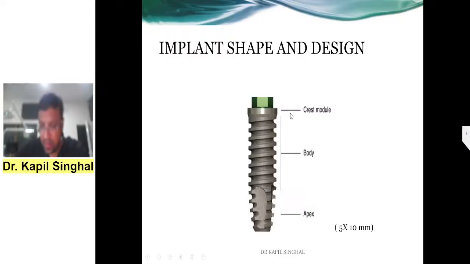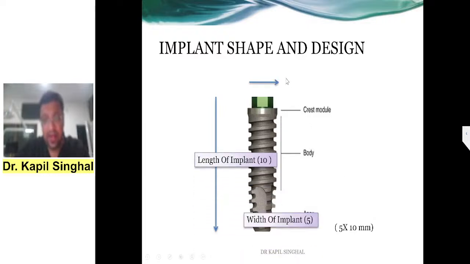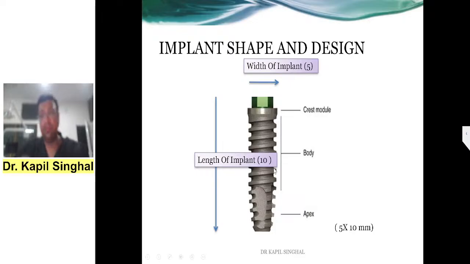Okay. Now a lot of people ask about the different sizes of implant. Like in this case, you have seen the size of the implant written here is 5 by 10. So it means that 5 is the width of the implant and 10 is the length of the implant. Okay. And whatever screws come, they go into the body of the implant.